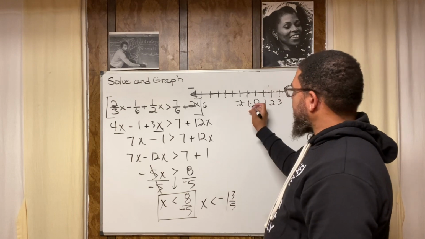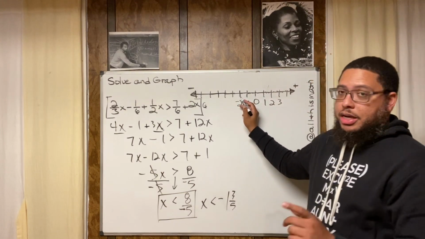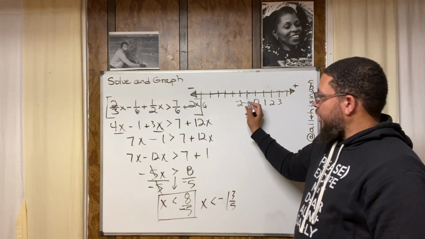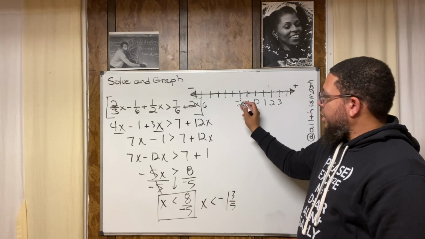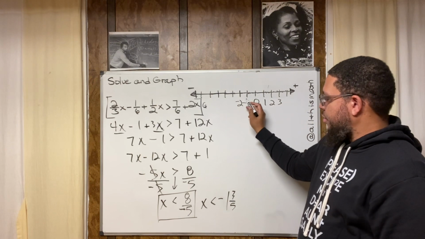Negative 1 3/5 is less than negative 1, but it's greater than negative 2. So it's in between these two numbers, negative 1 and negative 2.